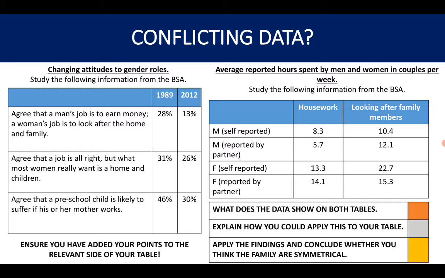Okay, so the women in the relationship identified that the men were doing less work than the men had thought they were doing. And if we look at the female scenario, females reported less housework done in comparison to what their husbands thought they were doing. So again, really interesting to see how different people in a relationship will view certain things. So pause this video, make notes, and apply these findings into your table.